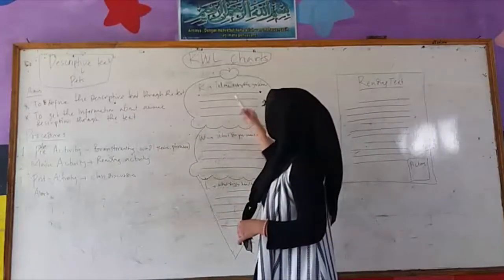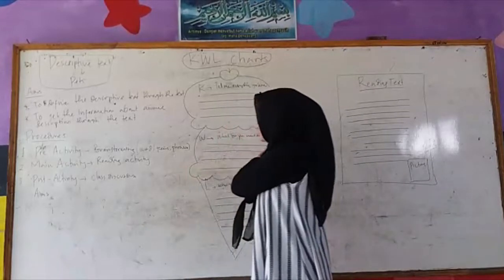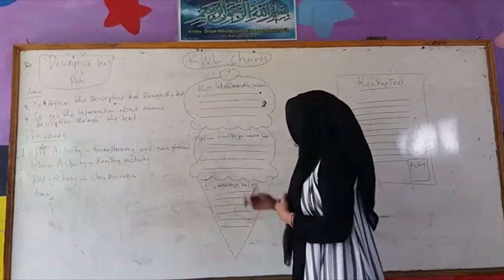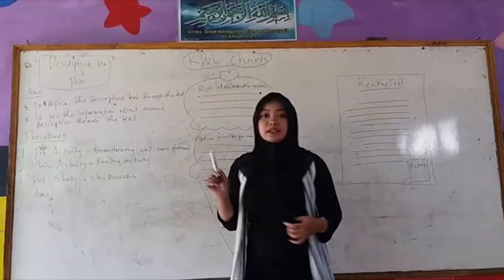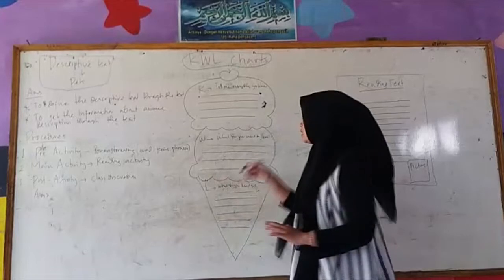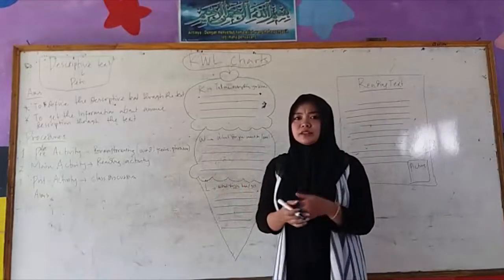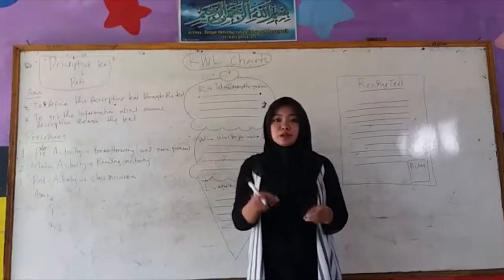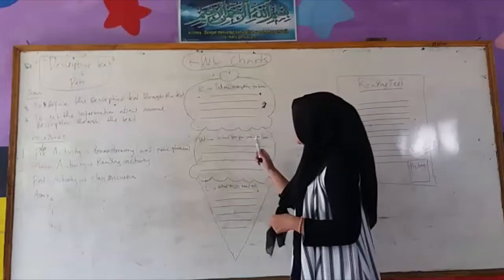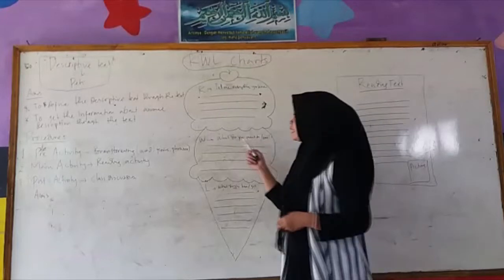And then the fourth step is the teachers ask the students to write what the students want to learn, and that activity is recorded in the W column. But the teacher must give the students motivation or stimulation so the students can come up with their ideas to write anything that they want to learn in the W column.